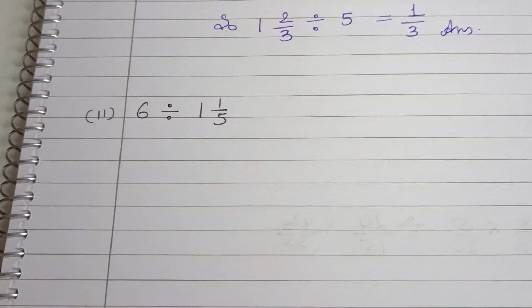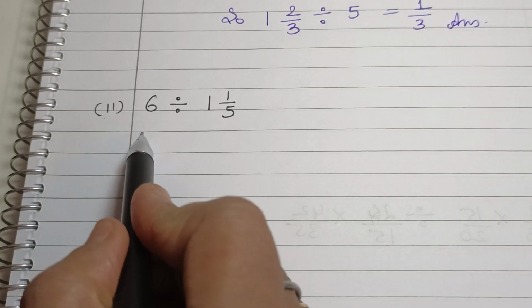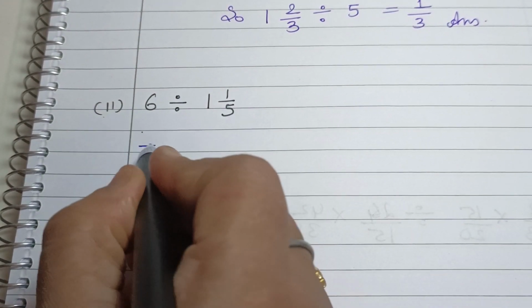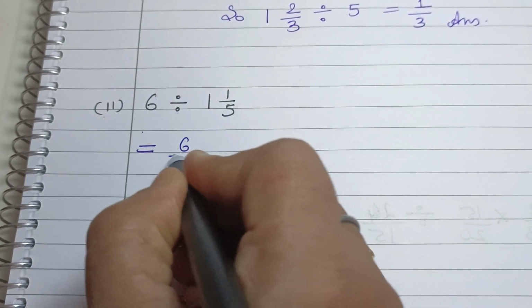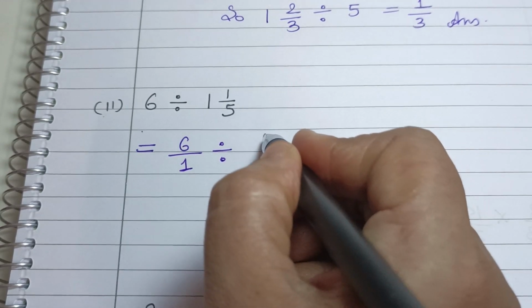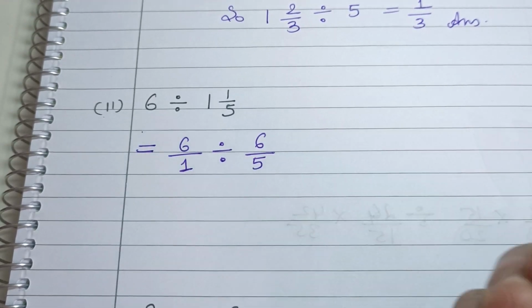Okay, now come to the next question. 6 divided by 1 whole 1 by 5. You can change this 6 as 6 upon 1 and change the mixed fraction into an improper fraction. That will become 6 upon 5.